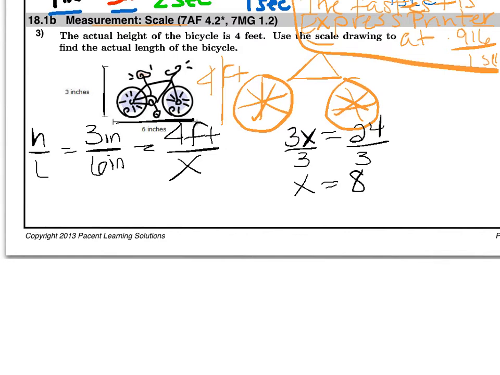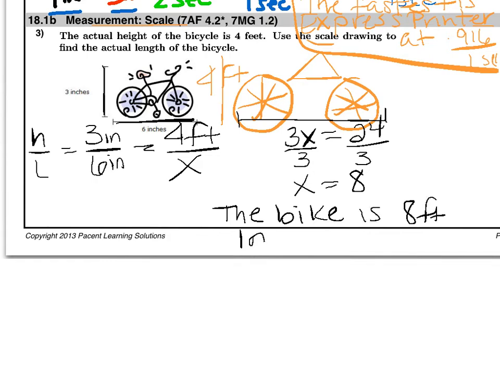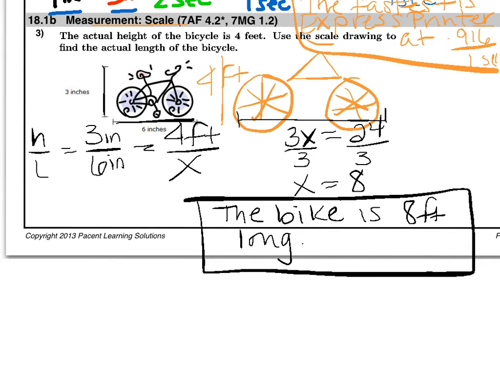Again, what is it? 8 what? What are we talking about? We're talking about the length of this real bicycle from here to here. And the real bicycle was measured in 4 feet tall. So that must mean that the bicycle is 8 feet long. Okay, and we will box our answer. All right, we're going to move on to the next page.